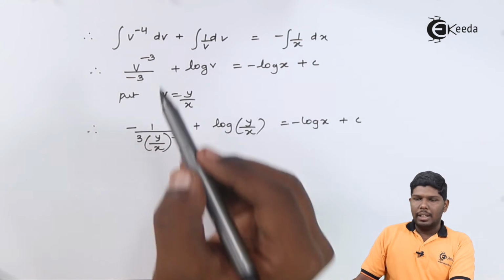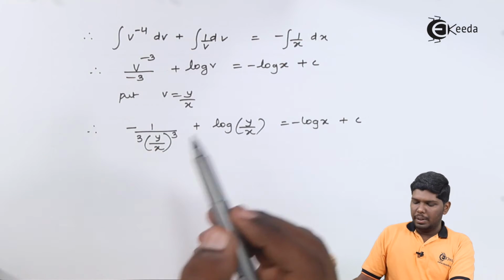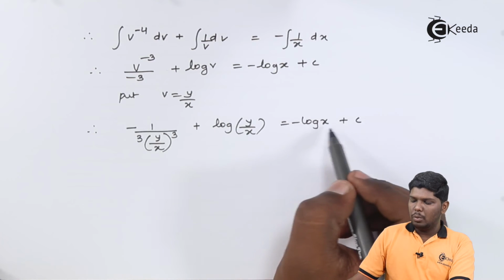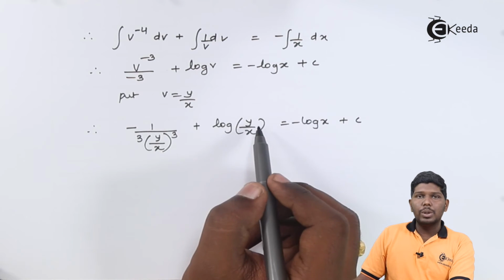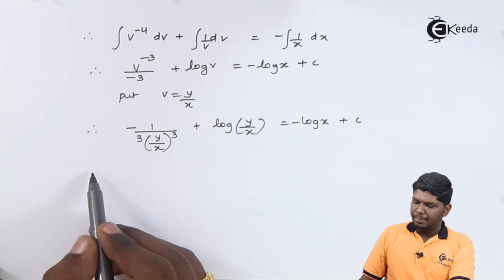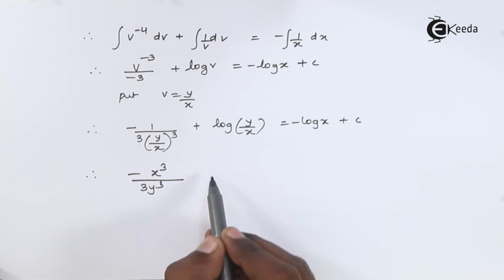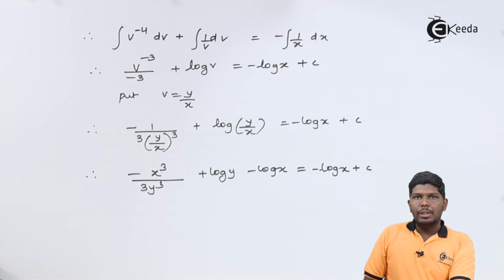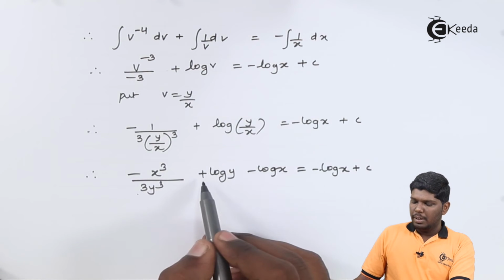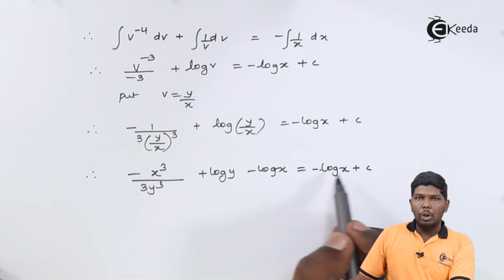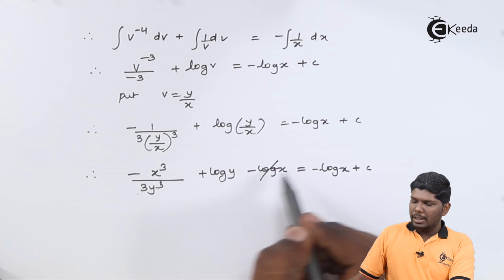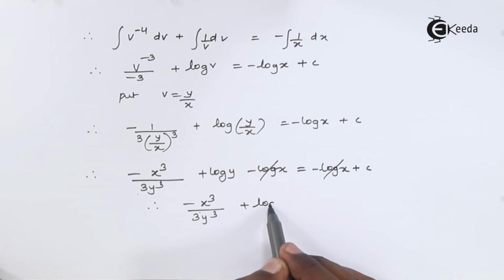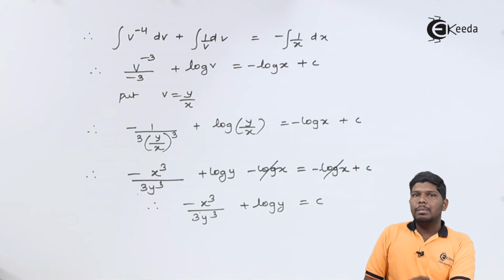Taking v to the power minus 3 in the denominator, we have 1 upon v³, that will give you 1 upon (y/x)³. Plus we have again log (y/x) is equal to minus log x + c. Here you can use the formula log a minus log b. This will give you minus x³ upon 3y³ + log y minus log x is equal to minus log x + c. Now minus log x will be cancelled. Now this becomes our general solution.